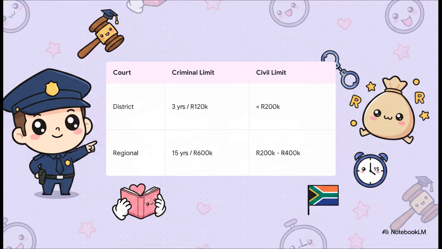First, district courts. They handle less serious offenses like minor theft or drunken driving, and they cap out at a maximum sentence of 3 years in prison or a fine of $120,000. For civil claims, it has to be strictly less than $200,000. Then you have regional courts. These handle a much wider district and are way more powerful. Criminally, they can handle major crimes like rape and murder, but note this for the exam: they can never hear cases of treason. Their limits are much higher, up to 15 years in prison or a $600,000 fine. And for civil matters, they handle claims falling perfectly between $200,000 and $400,000.